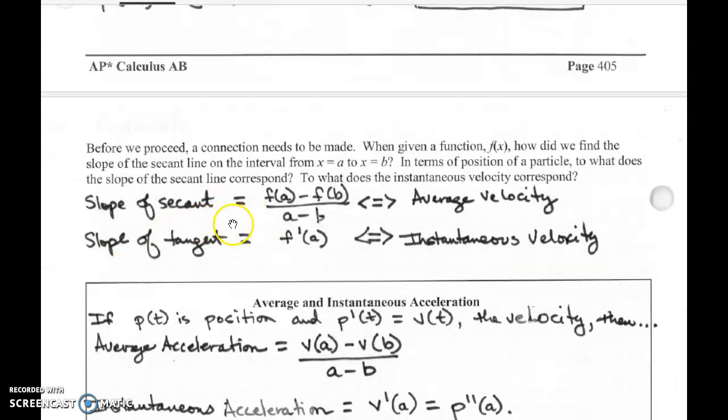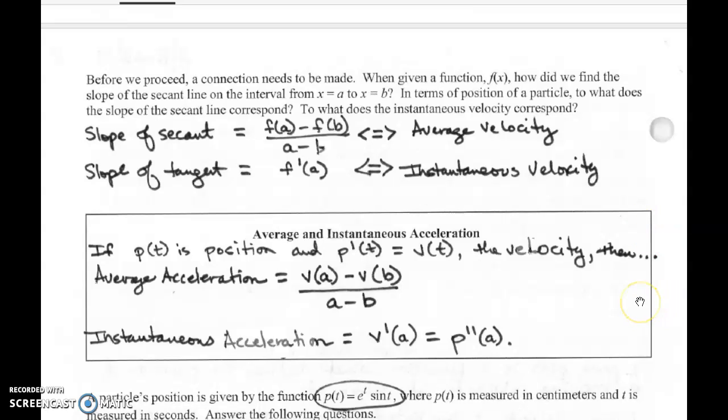And I already mentioned this, but it's worth repeating. You might want to pause the video and copy this down. If you think about slope of the secant line, that's the average velocity. Slope of the tangent line, that's instantaneous velocity. So there's a connection between position and velocity, and it's the derivative. There's also a connection between velocity and acceleration, and it's the derivative. So what I'm trying to get at is that the second derivative of position will find you the acceleration.